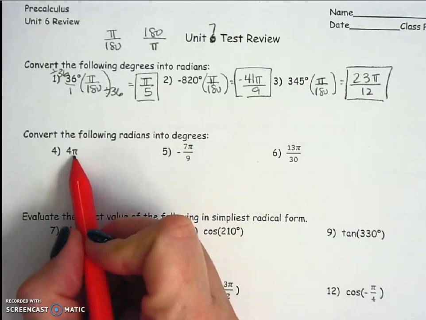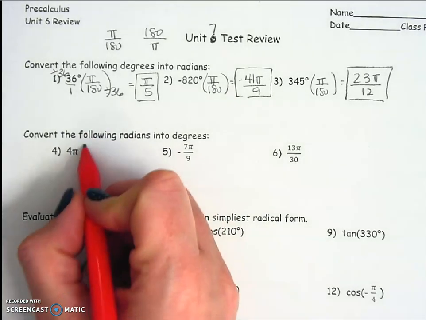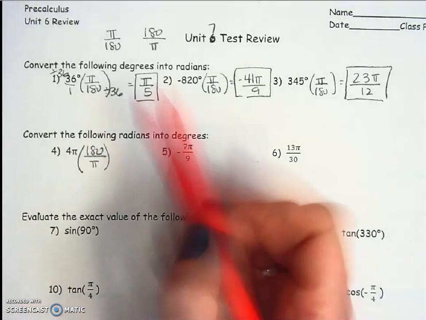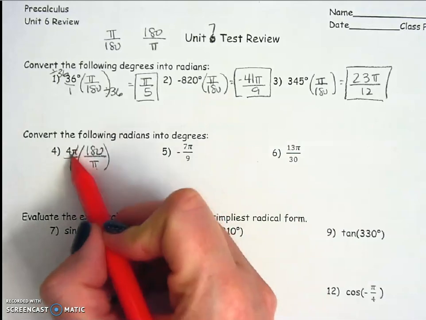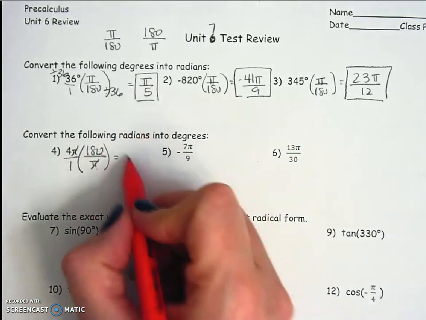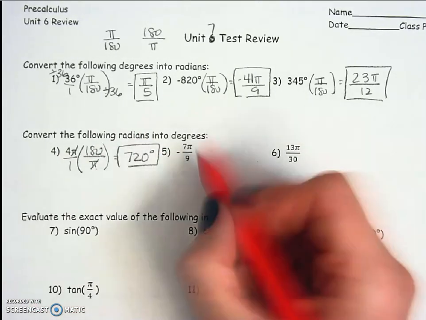Number 4, we're starting in radians, and we know that because it begins with pi. We're trying to convert to degrees, so I'm trying to get rid of the pi. So I multiply by 180 over pi. So a pi in the numerator cancels with a pi in the denominator, and then I just do 4 times 180, which is 720 degrees.